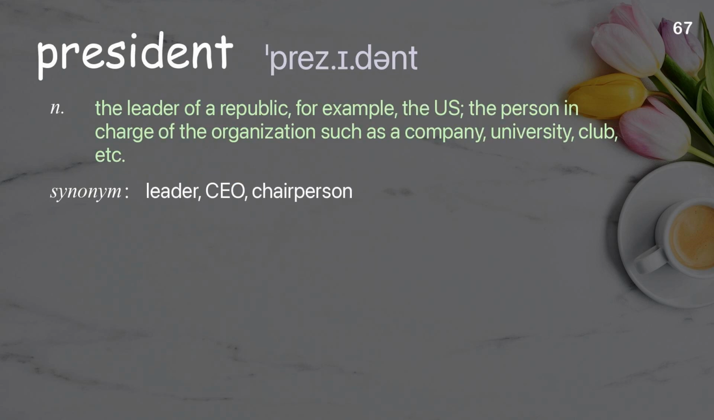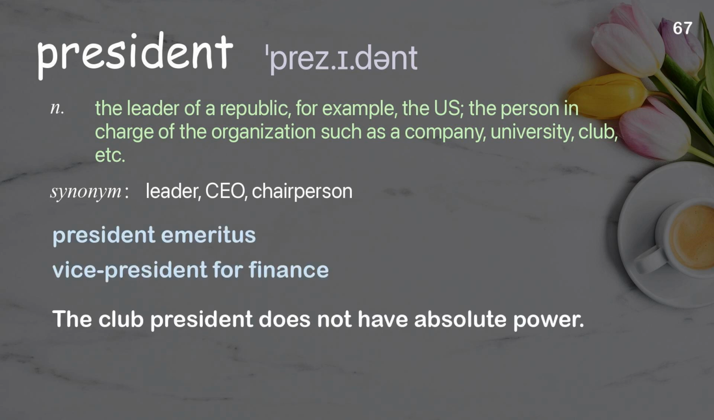President: The leader of a republic, for example, the U.S.; the person in charge of an organization, such as a company, university, club, etc. Examples: President Emeritus. Vice President for Finance. The club president does not have absolute power.